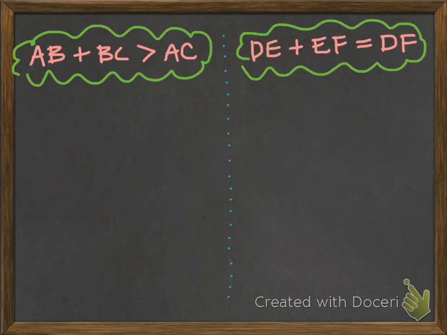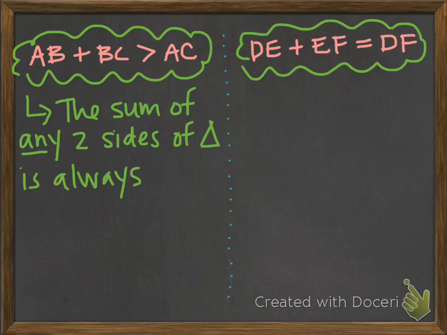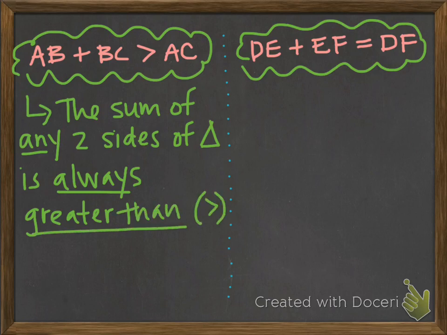To put this into words, the inequality on the left says that the sum of any two sides of a triangle, and I'm going to use the triangle symbol, is always greater than, remember this is the greater than symbol, the third side.